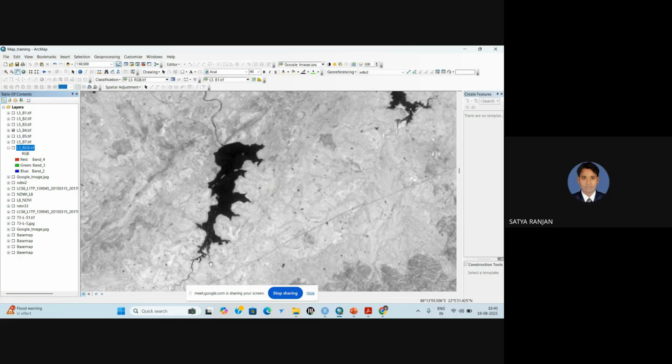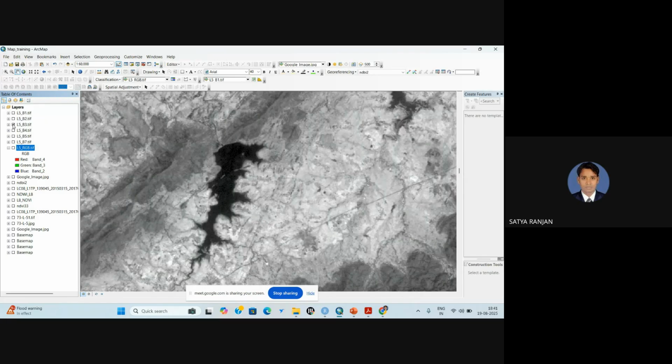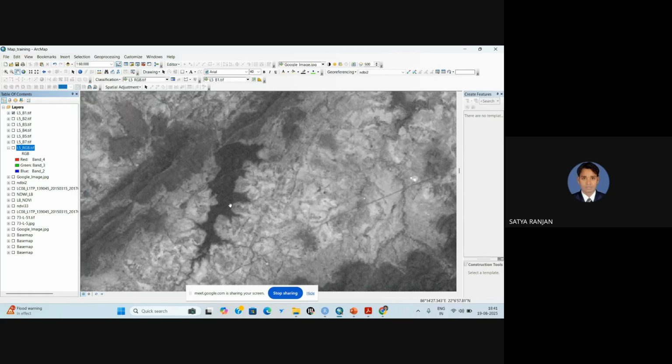It is an infrared band. Most of the time infrared is used for identification of land-water boundary estimations. In the red band it is not clearly distinguished, and in the blue band it is not clearly distinguished either. Same area, different bands. Some of the forest area and some of the water bodies look the same in the blue band.